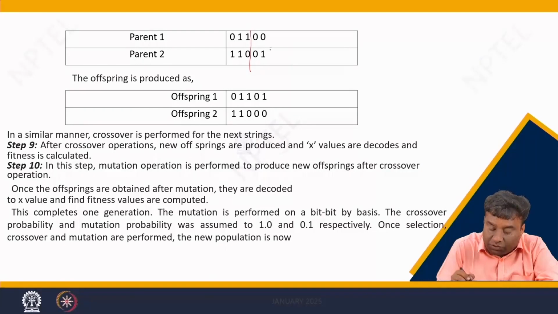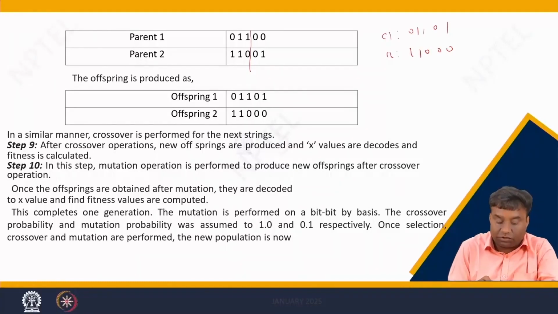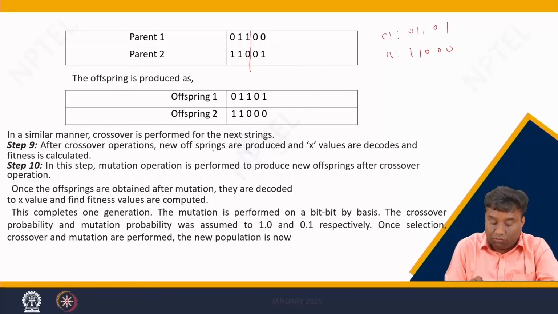So single point crossover. Here we get P1, P2 is this thing. So C1 you will get 0, 1, 1, 0, 1, and C2 you will get 1, 1, 0, 0, 0. In a similar manner, crossover for the other strings will be shown in the next slide. After crossover operations, the new offspring are produced, the X values are decoded and fitness is calculated.